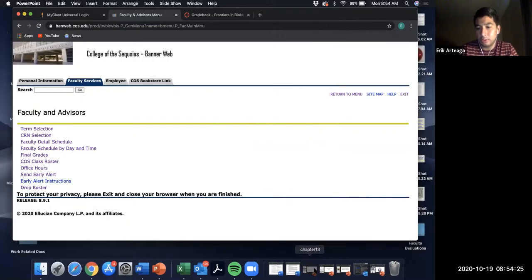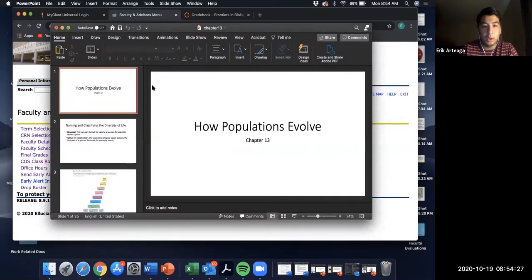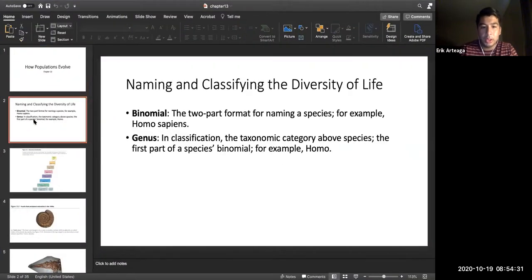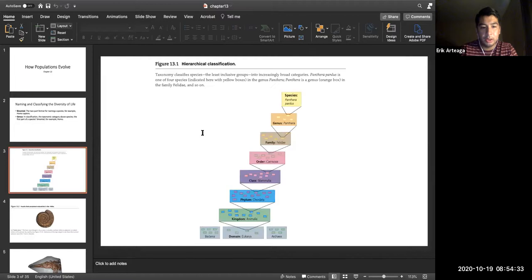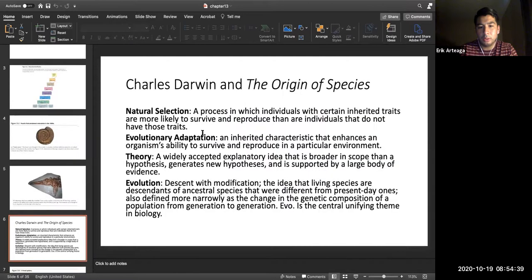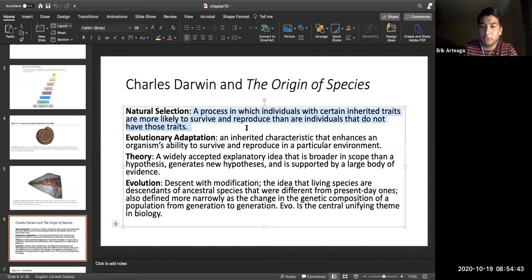Let's see, 12, 13. All right, so evolution. Let me see, we'll go through this quickly. So two-part naming. Okay, so be able to define natural selection, a process in which individuals with certain inherited traits are more likely to survive and reproduce than other individuals of that species, right?